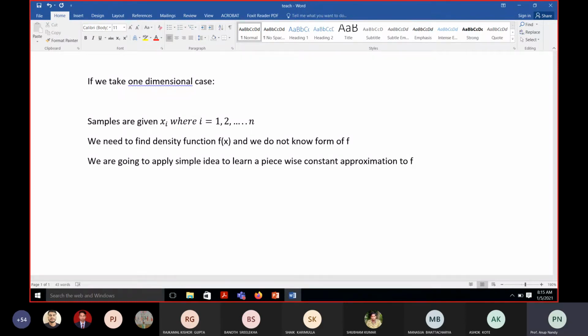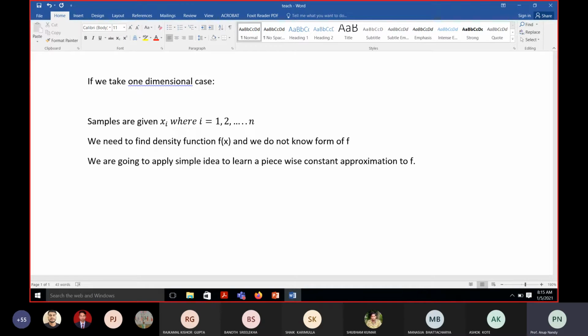Okay, now how do you do it? Piecewise constant approximation. Anyone? You need to find the density function f(x) where you do not know the functional form of f. Now we are going to apply a simple idea to learn a piecewise constant approximation.